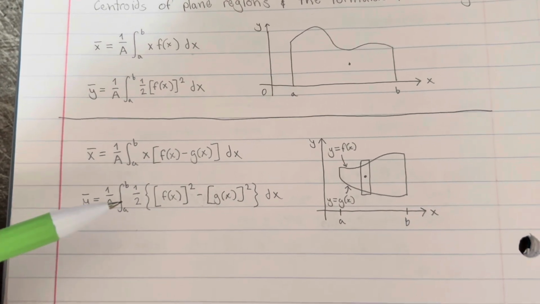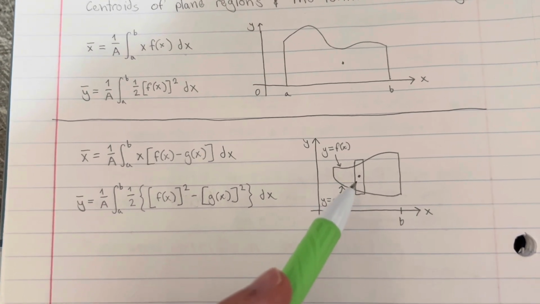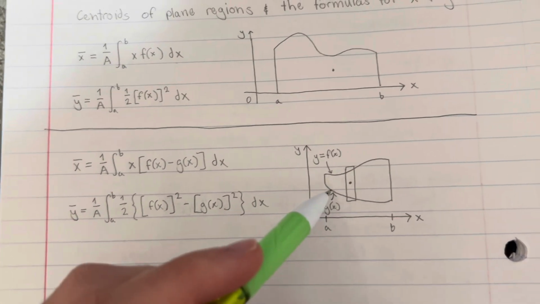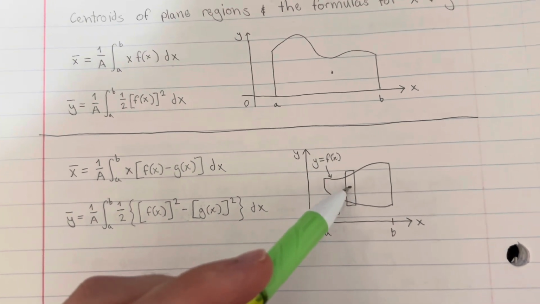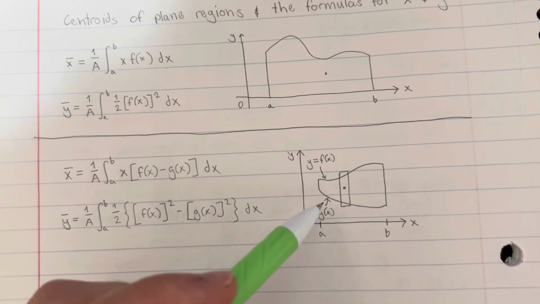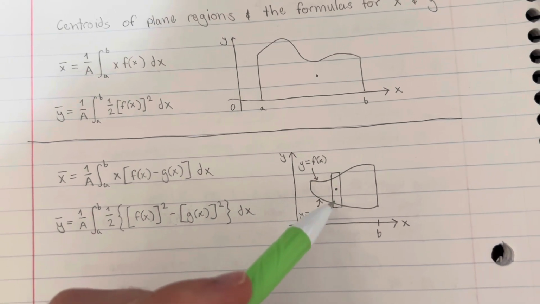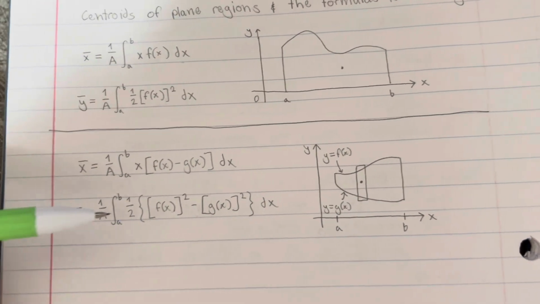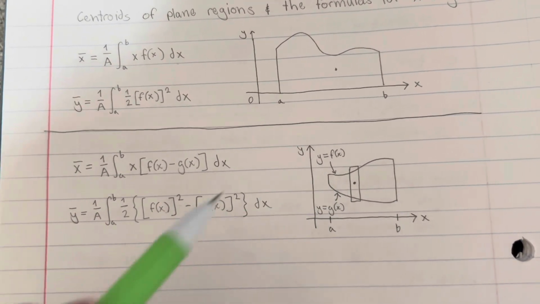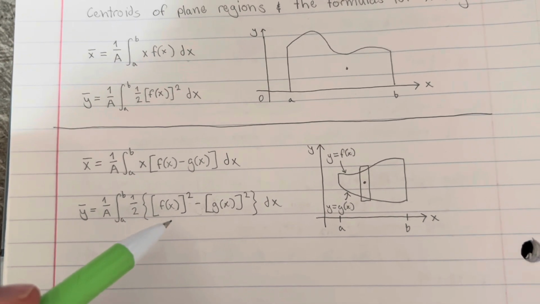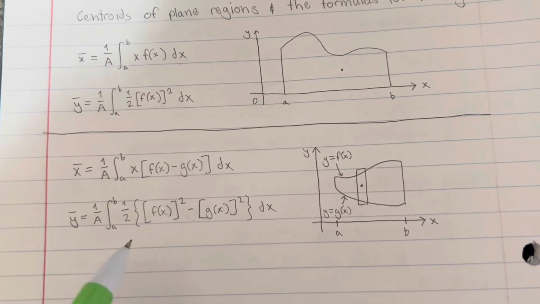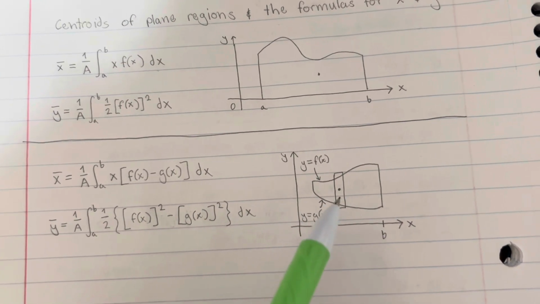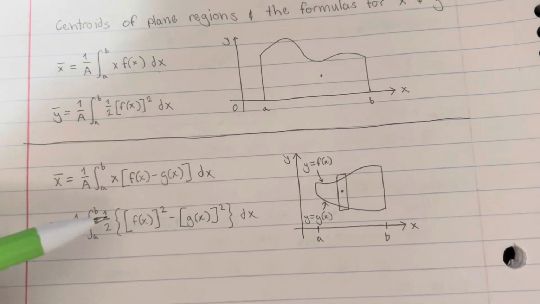But for y, it's a little bit different. Since the centroid is in between these two functions, you need to take the centroid position as f of x minus g of x, which would be this part here, and then f of x plus g of x, which would be at the top here. And then you need to multiply those together, which would get you f of x squared minus g of x squared, which is what we have in our integral here. And again, since we're trying to find the distance of the centroid from the x-axis, we have to put this 1/2 in here.